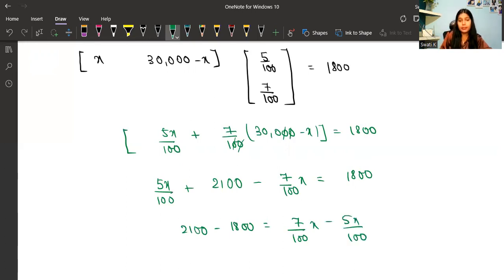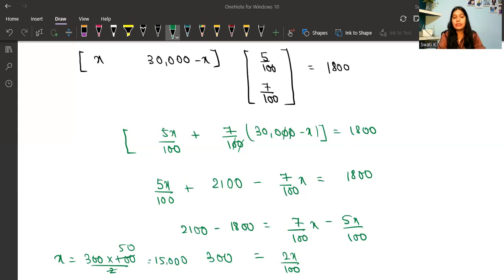Clearly 2100 minus 1800 is 300. And if you simplify this, it is 7x minus 5x, that is 2x upon 100. We want to find the value of x, so that is going to be 300 times 100 upon 2. So it is 5 times 3 is 15, and then 000. So x is 15,000. That means the investment in the first one that we had taken as x is 15,000.